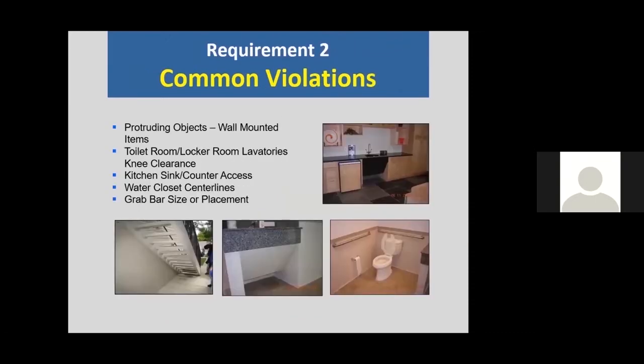Some common violations we see in public and common use spaces. We talked about the reduced clearance under stairs. We see a lot of violations in toilet rooms and bathing rooms, grab bar locations, toilet center lines. These are things you're probably very familiar with. Knee space under sinks in bathrooms. Compliant common use kitchen design is also something that we see issues with often.